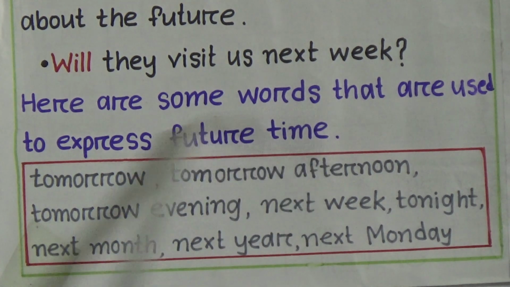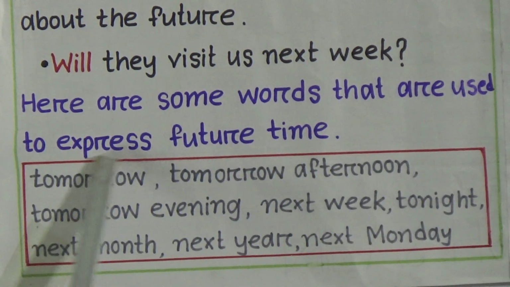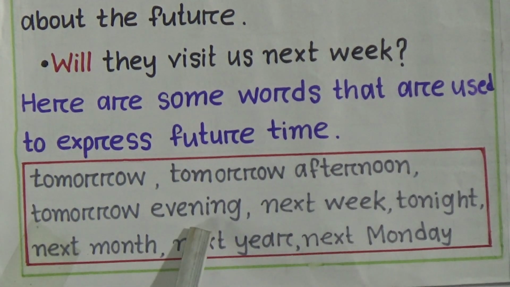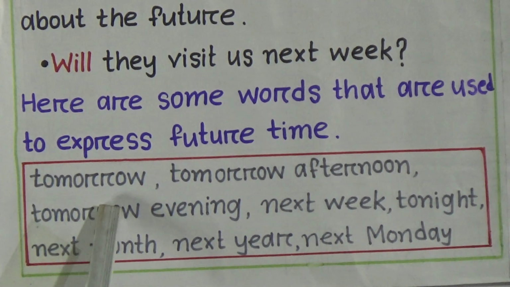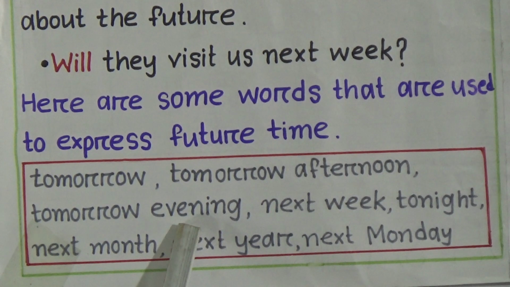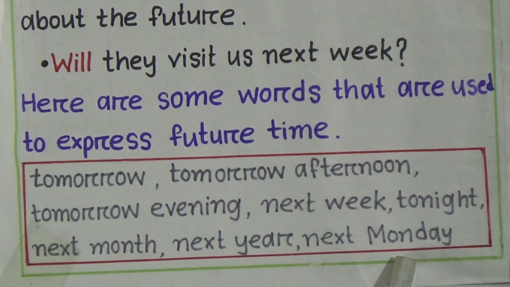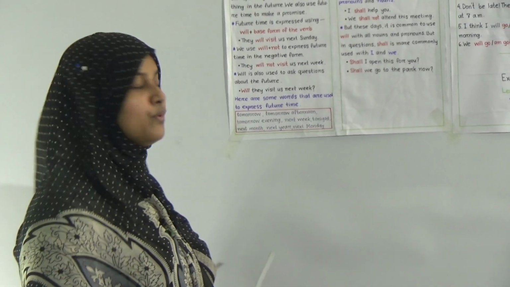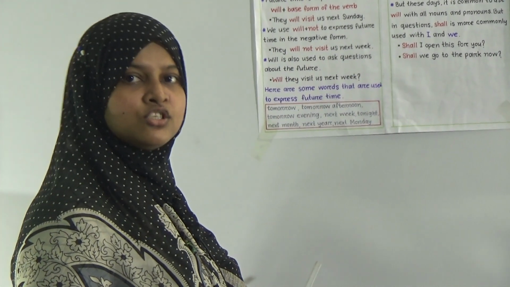Now students will learn some words which are indicators of future time. Here are some words that are used to express future time. Tomorrow, tomorrow afternoon, tomorrow evening, next week, tonight, next month, next year, next Monday. These are the indicators of future time. Again, say with me: tomorrow, tomorrow afternoon, tomorrow evening, next week, tonight, next month, next year, next Monday. Students, when you get this type of words in any sentence, you can identify that it is a sentence of future time.